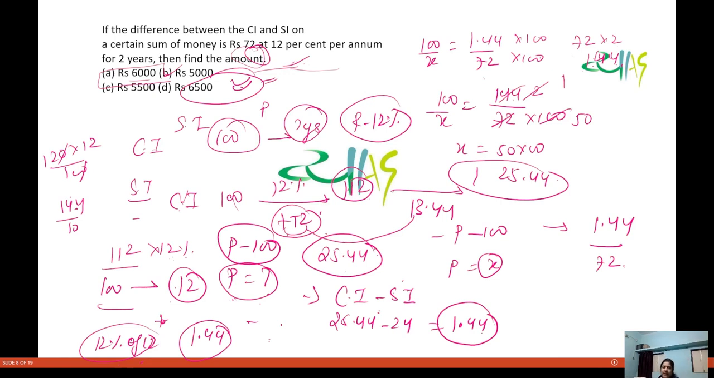We just calculated our simple interest and our compound interest. The difference that came, 1.44, we just equated it. So we see, when we are using 100, our calculations are very, very simple. That's why I'm telling you to use this kind of calculation.